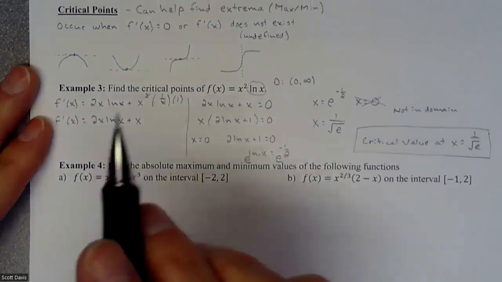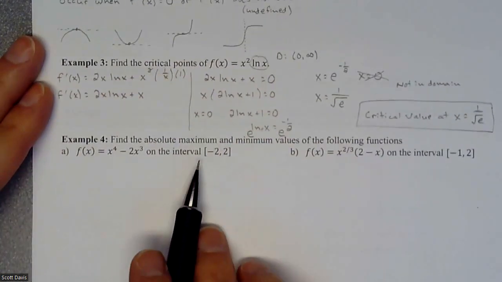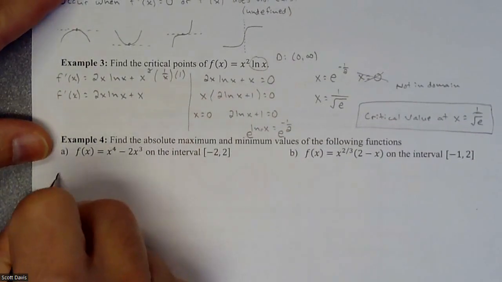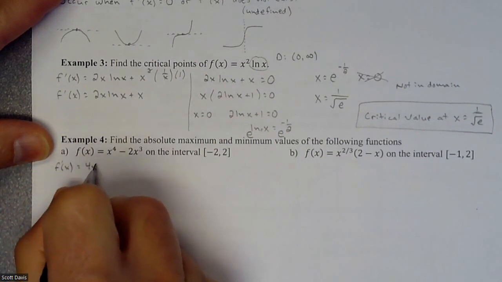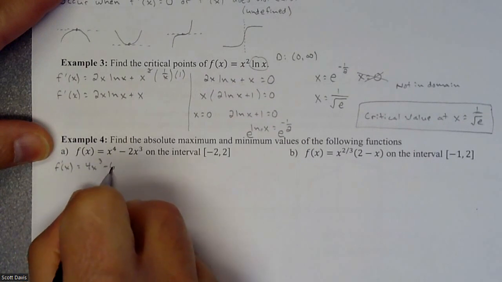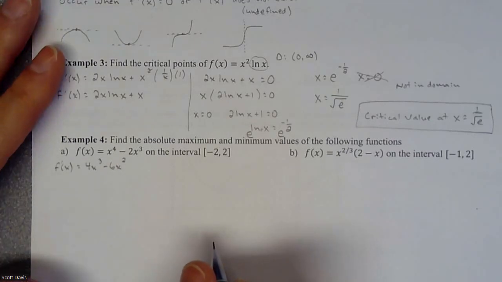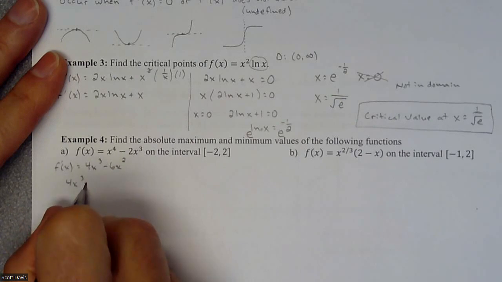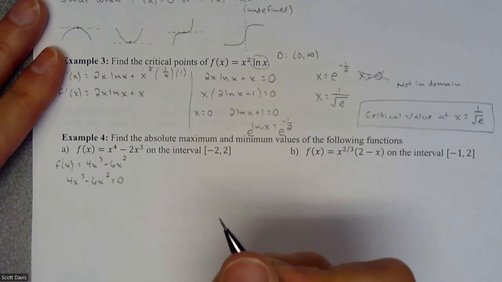All right, so to find our critical points, we're going to be taking the derivative and setting it equal to 0. So f prime of x is going to be 4x to the third minus 6x squared. And then I'll take that and set it equal to 0. So 4x to the third minus 6x squared equals 0. And I'm going to solve that.